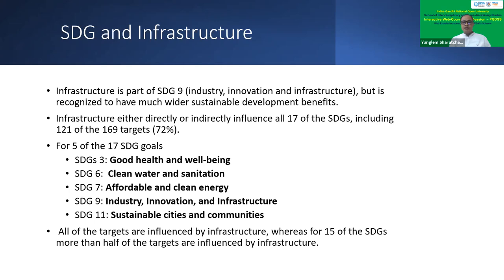Like, for example, the SDG report says that infrastructure directly and indirectly influences all 17 of the SDGs, 121 of the 169 targets, which means 72% of the targets. For example, five of the 17 SDGs, as I told you, when we talk about proper health and sanitation infrastructure, we have good health and well-being, clean water and sanitation, and affordable and clean energy. All these are taken care of when you have proper infrastructure development.